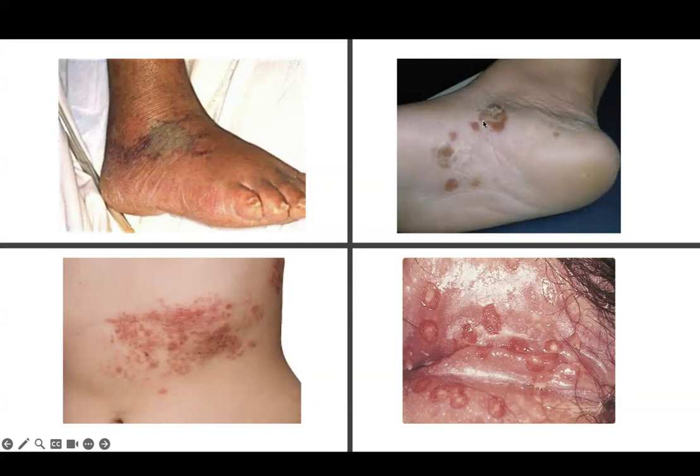It presents in the foot with blistering. This is a vesiculobullous variant of tinea pedis. The last one is herpes simplex genital infection. Usually they have more of a scalloped border, but you can see these erosions that were a flaccid vesicle that ruptured.